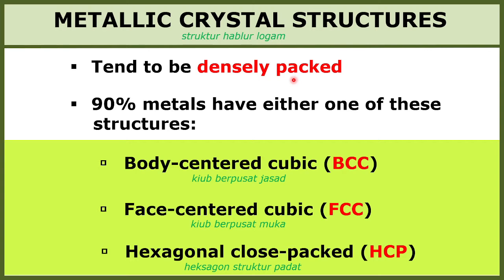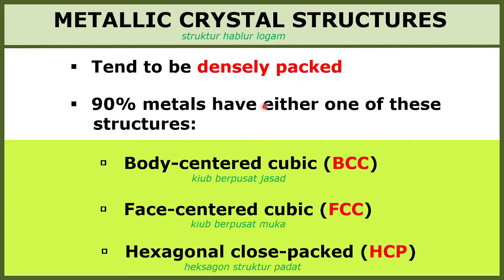Okay, second is for metallic bonding. Although it contains two elements, it's still non-directional. So for non-directional, the atom still can arrange in a periodic way.